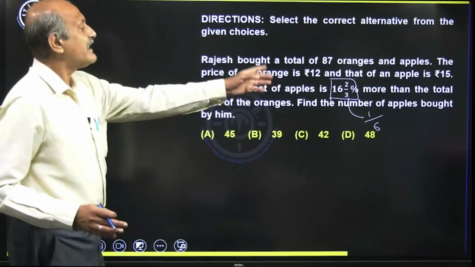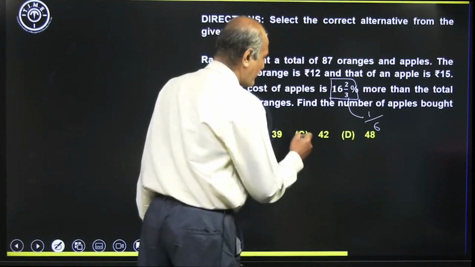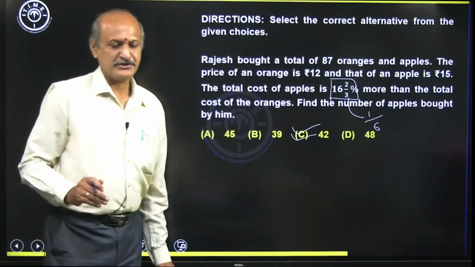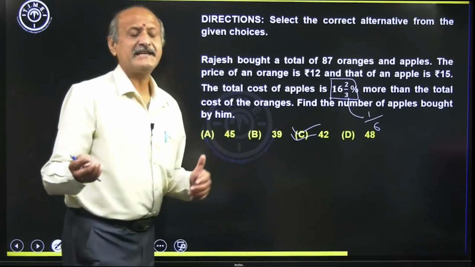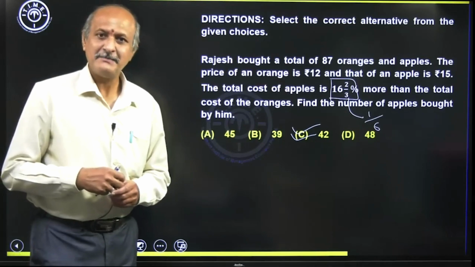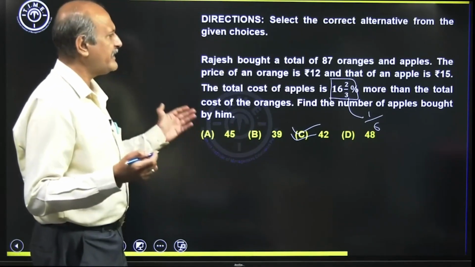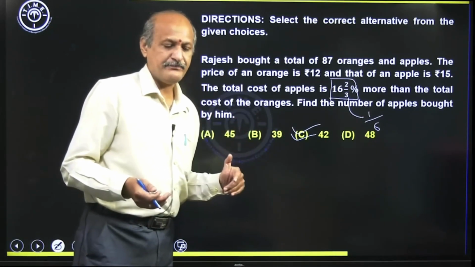The question is asking, find the number of apples bought by him. 42 is the number of apples which we have got here. So hence we can tell option C is the answer for this question. We have to be careful in trying to identify what different items are present here. We have to carefully identify them, and then write the equations and solve them to get the answer.